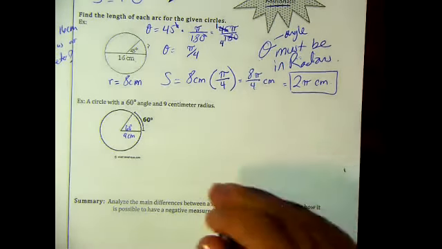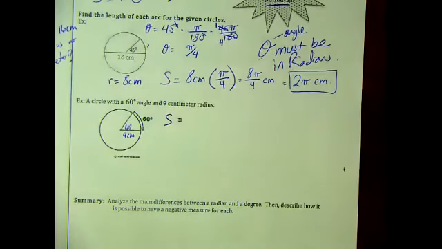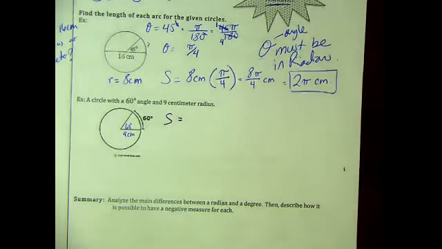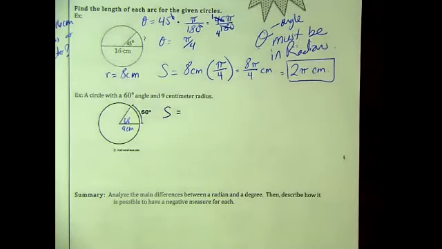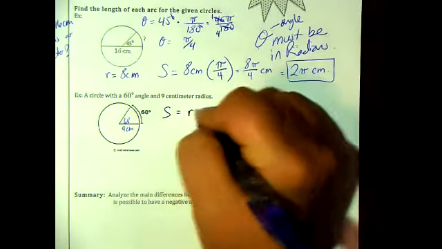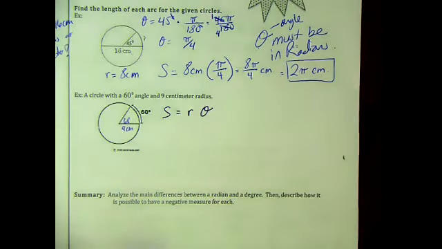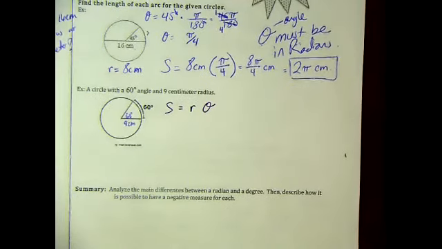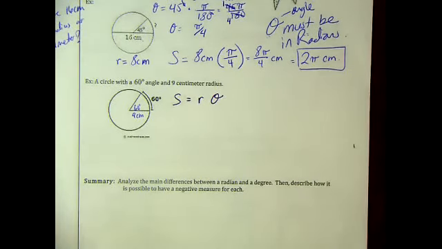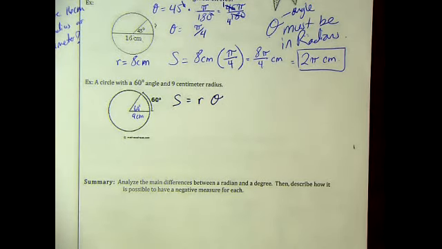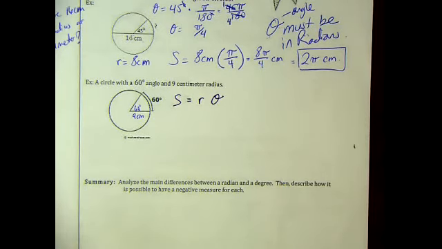So once again, I have my arc length equals, am I forgetting to do something here? My radius times my theta. What do I have to do here? What goes where? Any takers? Anyone? Is everything how it's supposed to be? Do I have my radius? Do I have my theta? Okay, yes, thank you.